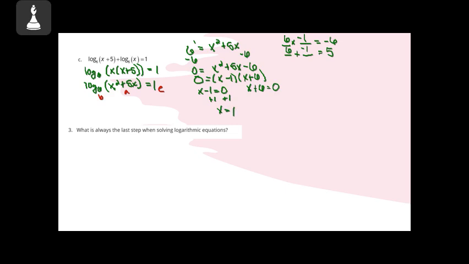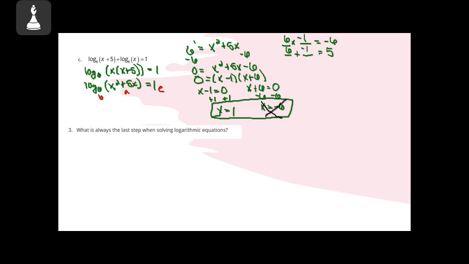So always double check. So let's plug in 1. 1 plus 5 is 6. 1, both of those are positive. That one works. If I use negative 6, negative 6 plus 5 is a negative 1 inside of the log. Uh-oh, can't use that one. So the only solution for this is the x minus 1.